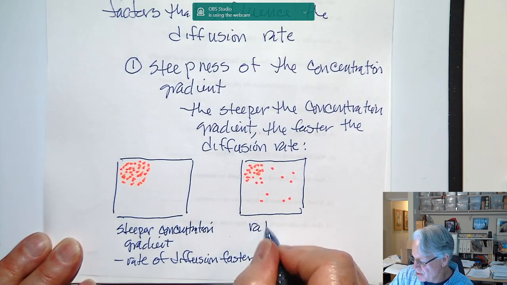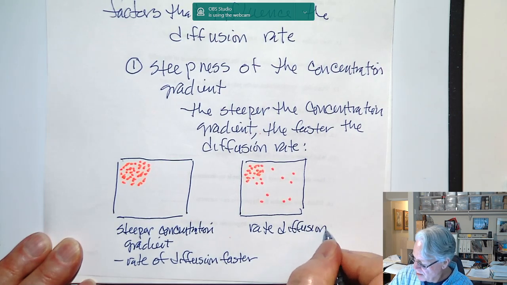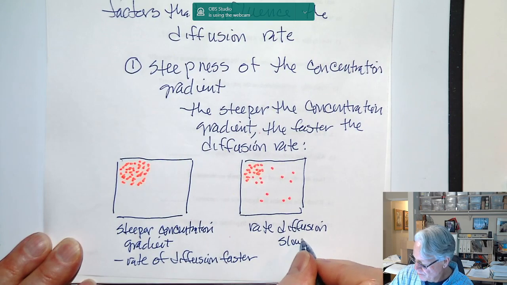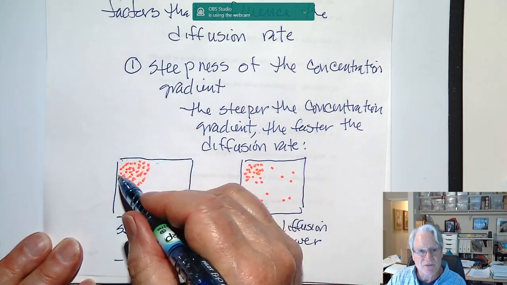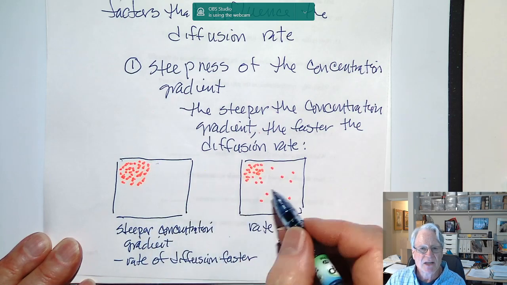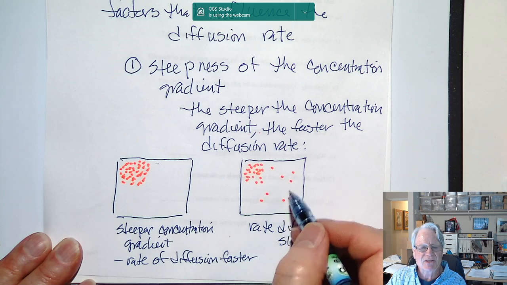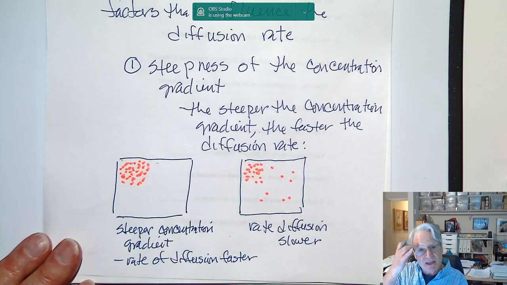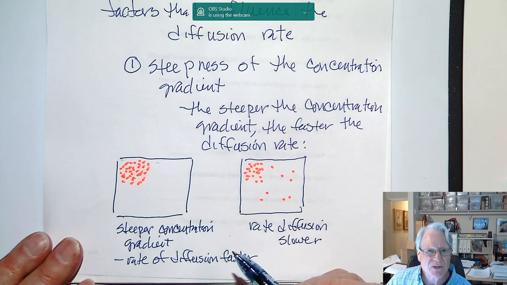Rate of diffusion here is slower. Simply because we have a large concentration, very concentrated here, nothing out here. Here, we do have a concentration gradient, but we do have these out here, so it's not quite as steep. So this is what we're talking about, the steepness of the concentration gradient.